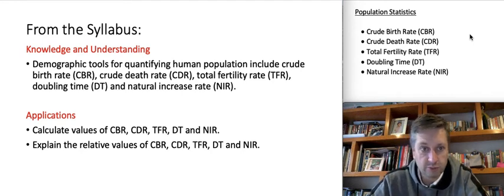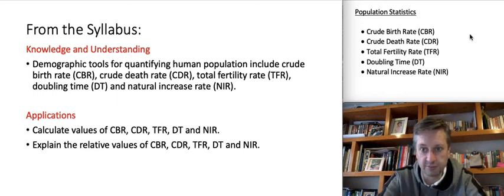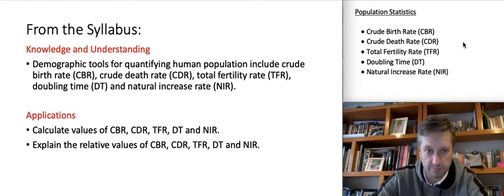The 5 things you need to understand in terms of knowledge are the crude birth rate, the crude death rate, the total fertility rate, the doubling time, which obviously is the time taken for a certain population to double in size, and the natural increase rate. So basically in this video I'll just talk about those 5 things and the definitions of them.